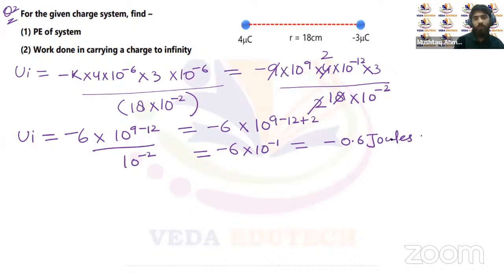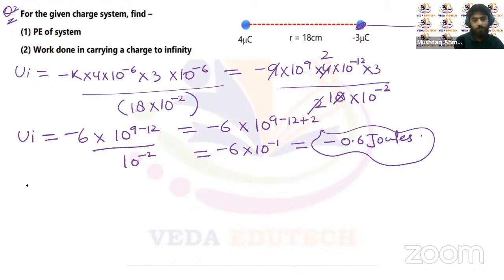Then if we have to carry a charge of minus 3 coulomb to infinity again, then at least we have to do this much work to bring this charge from this point here to the point at infinity, right? But the work done now will be positive.